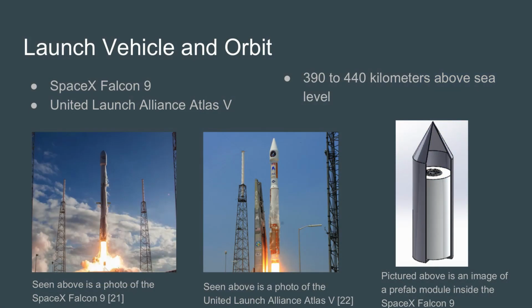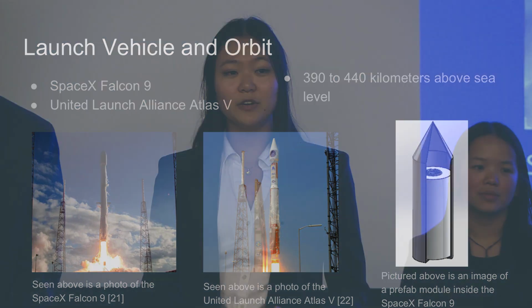Moving into launch vehicles in orbit, after some consideration, we decided to use SpaceX's Falcon 9 in order to launch the nodes and the inflatable module into orbit. For larger modules such as the prefabs, we would be using United Launch Alliance Atlas V. And these launch vehicles were chosen in order to maximize efficiency when sending all the components of the space station into their orbit at 390 to 440 kilometers above sea level. This altitude was chosen in order to minimize atmospheric drag while simultaneously keeping the station out of irradiated Van Allen belts.